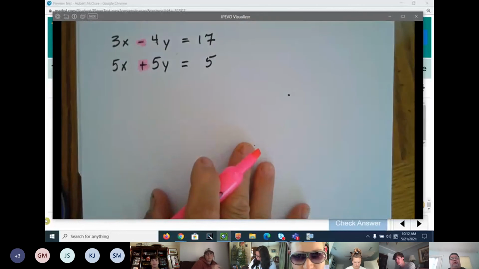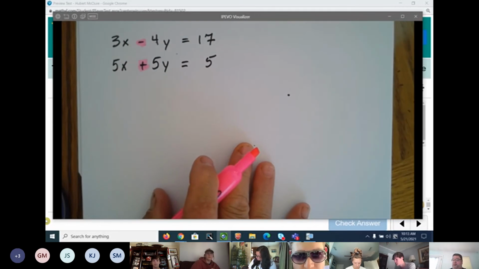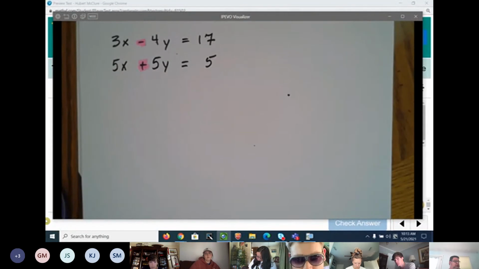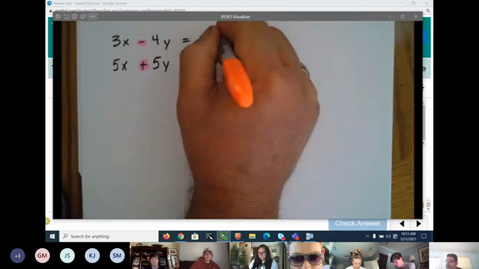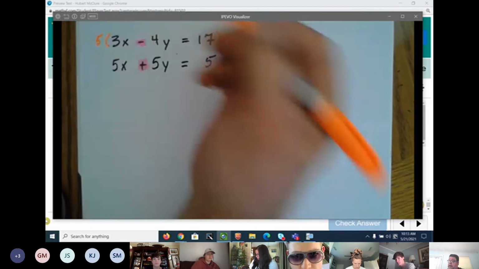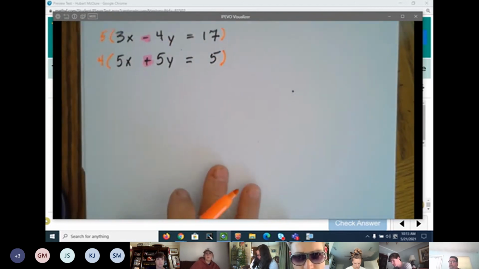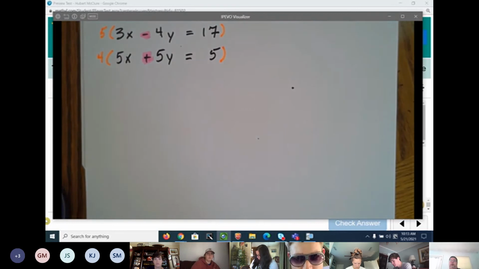Now, could you get rid of the x's if you wanted to? Yes. It's more work because you got to multiply one of them by negative. You will get the same answer. It's just a little bit extra work. So I'm going to multiply the top by 5 and the bottom by 4. If you hadn't done it yet, go ahead and do it.